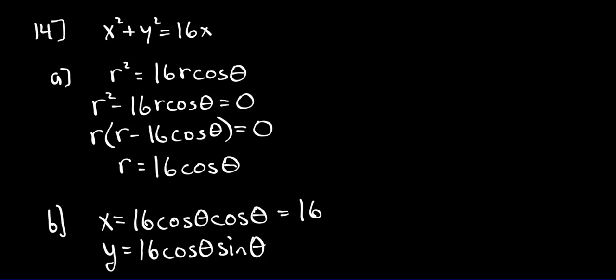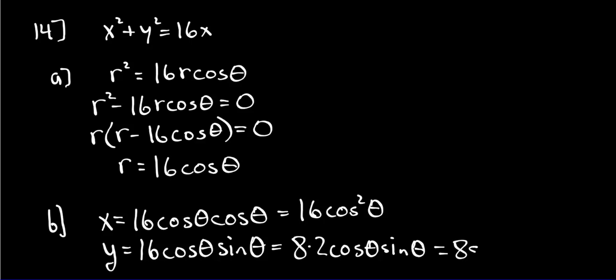So here's what we've got. We've got x equals 16 cosine squared theta. And this one, if you look at it, is going to be 8 times 2 cosine theta sine theta, which is 8 times sine 2 theta. Just use a little trigonometry there. Okay, so there's x and y.